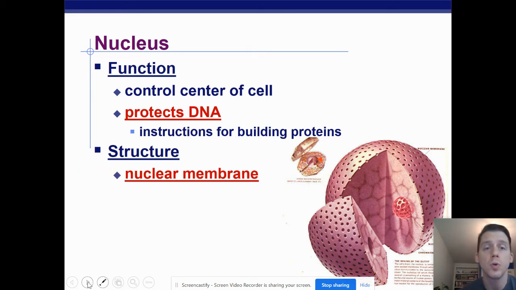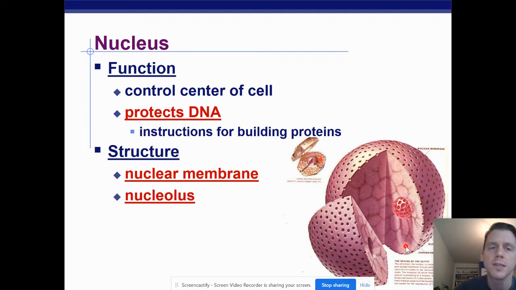The structure of a nucleus is we have a nuclear membrane. Notice it's packed with all these holes. Those holes are so certain things can get in and out. Those are called nuclear pores. The nuclear membrane is sometimes called the nuclear envelope, but it's the same thing.